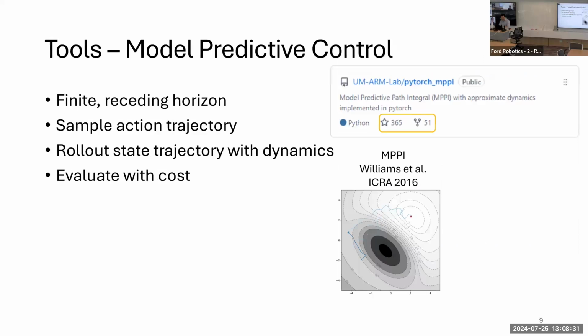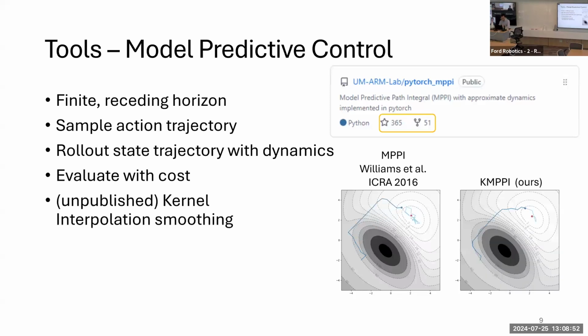So first is a model predictive control library. It implements a batched version of the model predictive path integral control. And the idea is to sample many action trajectories, roll them out using a dynamics model, score each trajectory with a cost function, and then combine the trajectories based on their costs. I've additionally implemented a currently unpublished smoothing method by subsampling control and using kernel interpolation for them in between.